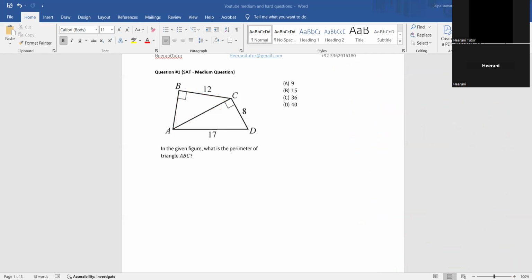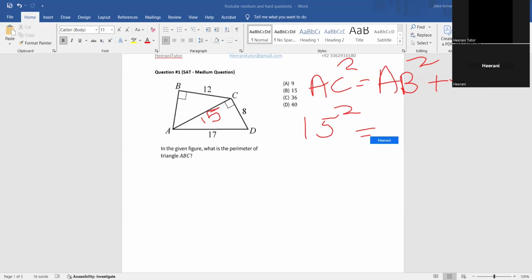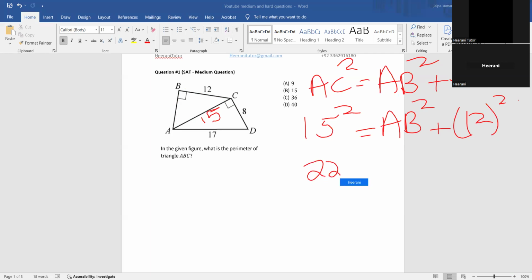So again, applying the Pythagoras theorem, AC square is equal to AB square plus BC square. That gives us 15 square, and AB we need to find out, so we will keep it as it is, and then BC is 12 square. 15 square is 225 plus 12 square is 144.